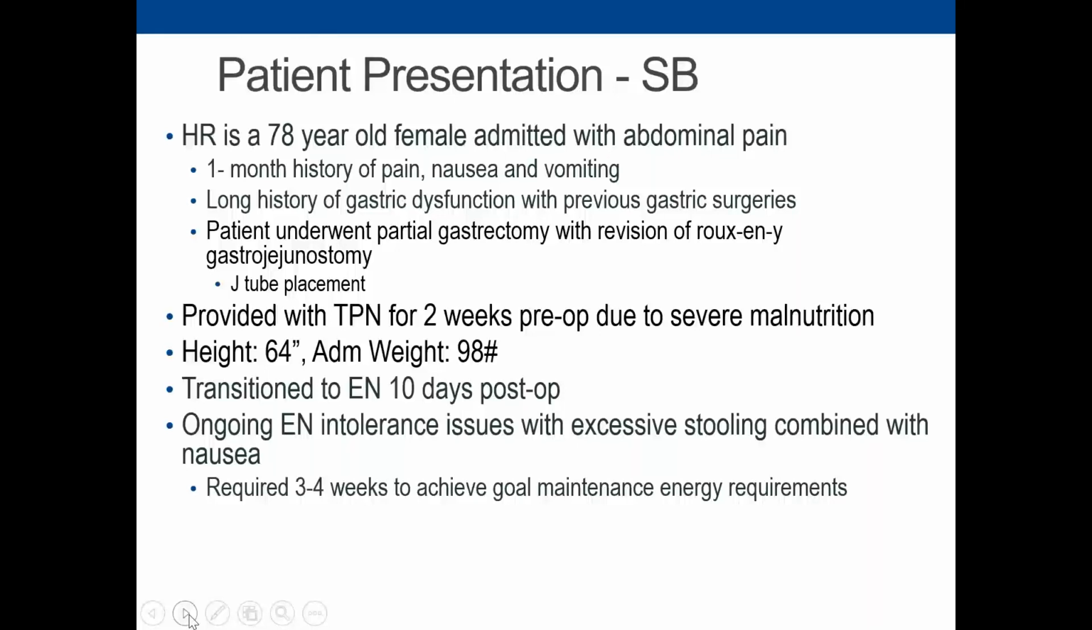She had complained of a 1-month history of pain with nausea and vomiting. She had a long history of gastric dysfunction with previous gastric surgeries. She underwent a partial gastrectomy with revision of her Roux-en-Y gastrojejunostomy. She'd had one done before, and they placed a J-tube during this particular surgery. Because of her severe malnutrition, she was provided with TPN for 2 weeks before her Roux-en-Y revision.